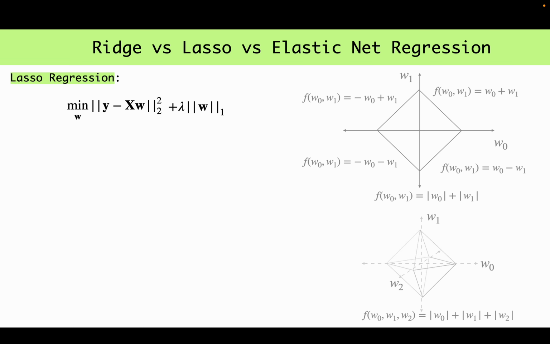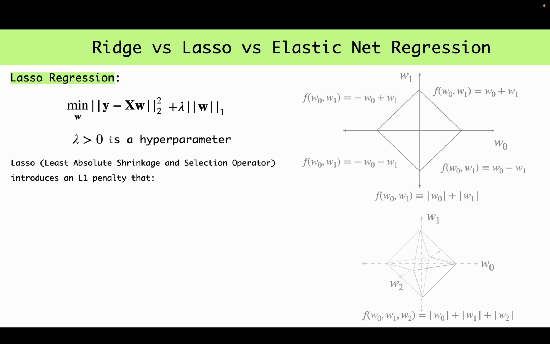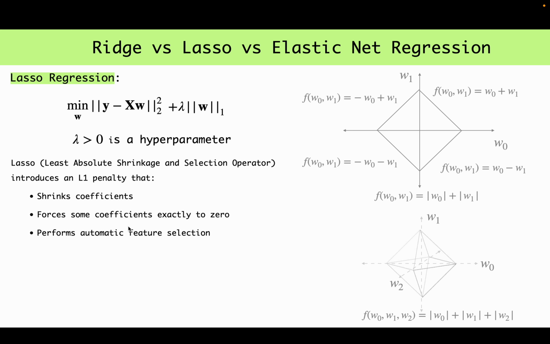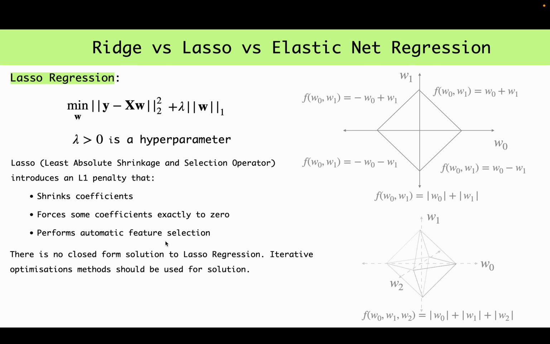So now let us see how Lasso regression works. As I said earlier, in Lasso we will be using the L1 norm as the regularizer, and the objective function is exactly similar. What Lasso does is it makes sure that W has a minimum number of non-zero elements, a sparse solution. Lasso stands for least absolute shrinkage and selection operator, and it introduces an L1 penalty. As we have seen, it shrinks coefficients, it forces some coefficients exactly to 0 and performs automatic feature selection.